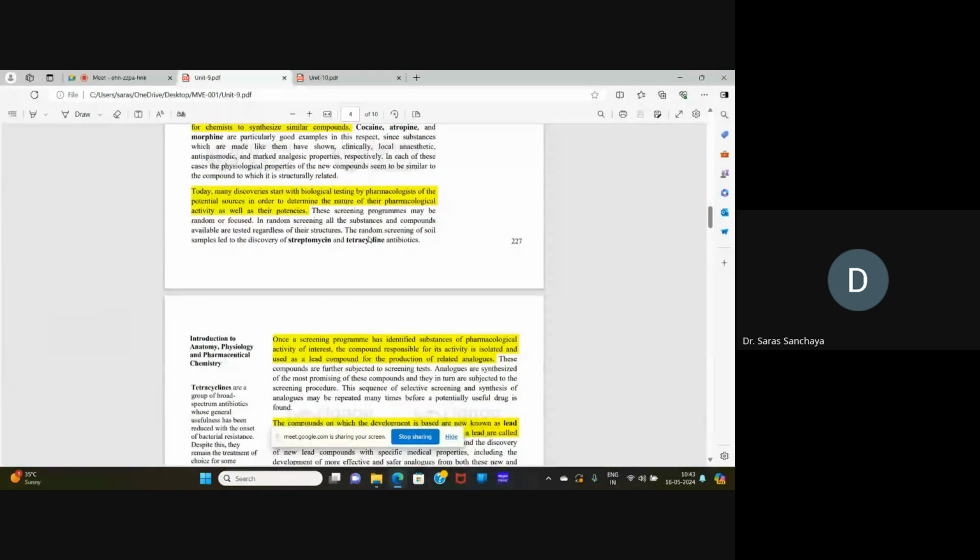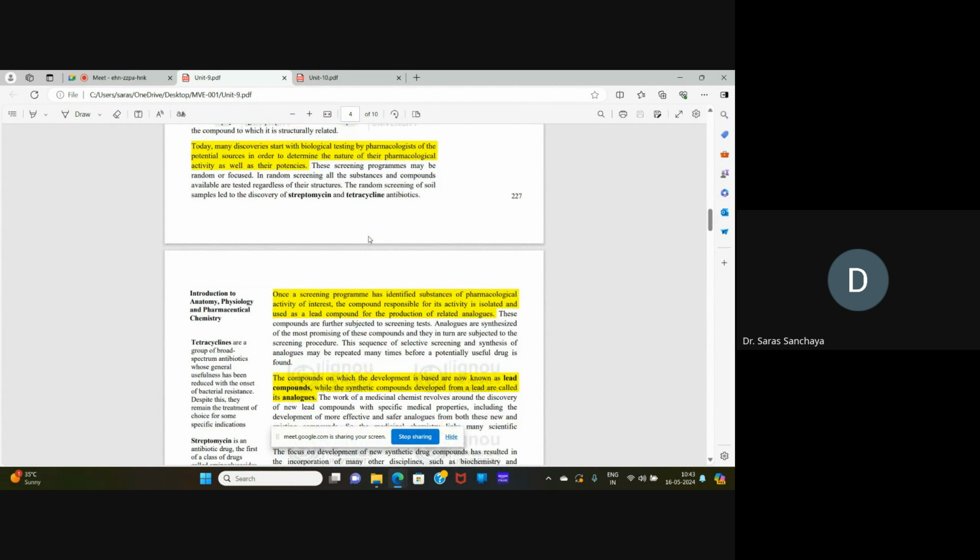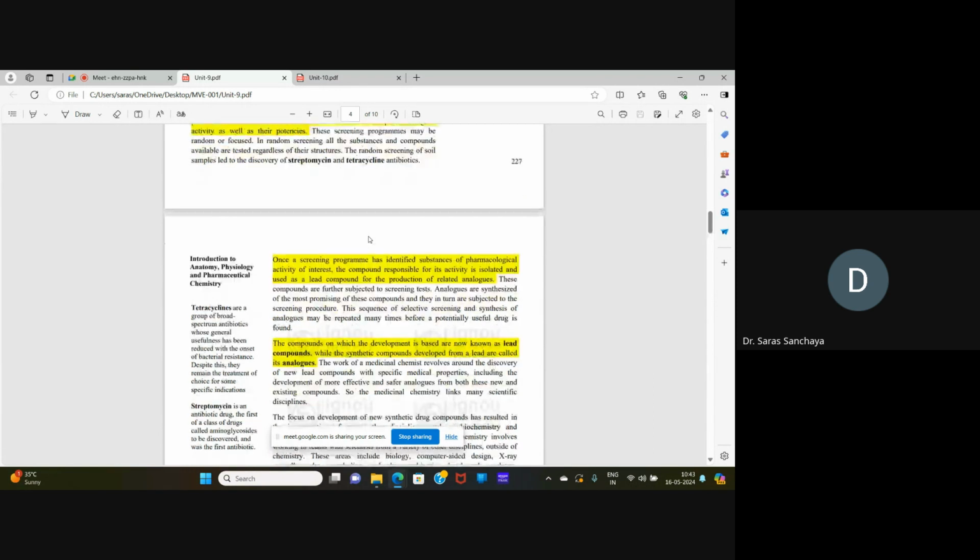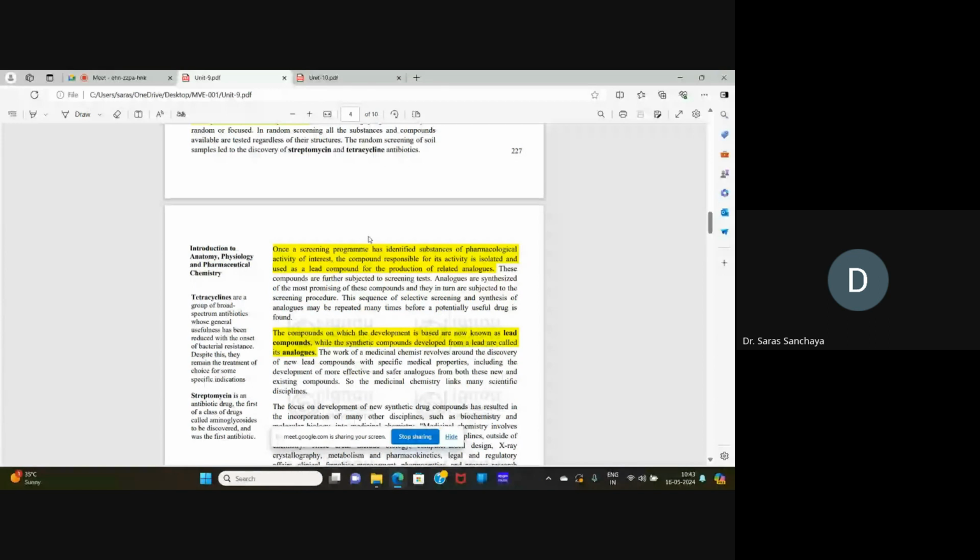Now, once a screening program has identified substances of pharmacological activity of interest, the compound responsible for its activity is isolated and used as a lead compound for the production of related analogs. So, before coming into the market, the drugs pass through various stages: stage 1, stage 2, stage 3, stage 4. The compound on which the development is based is known as the lead compound, while the synthetic compounds developed from a lead are called analogs.